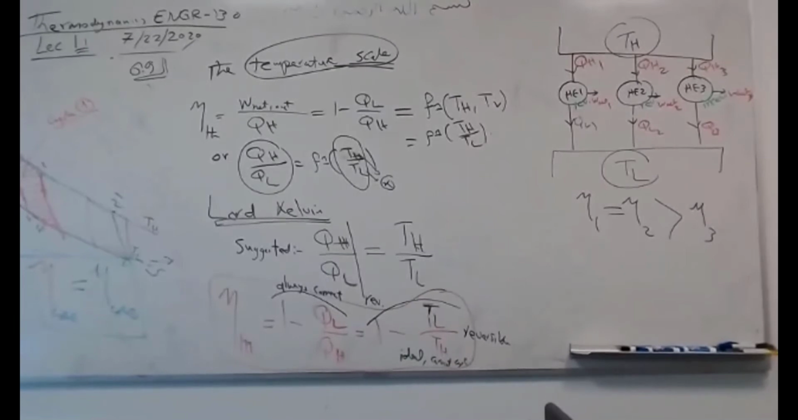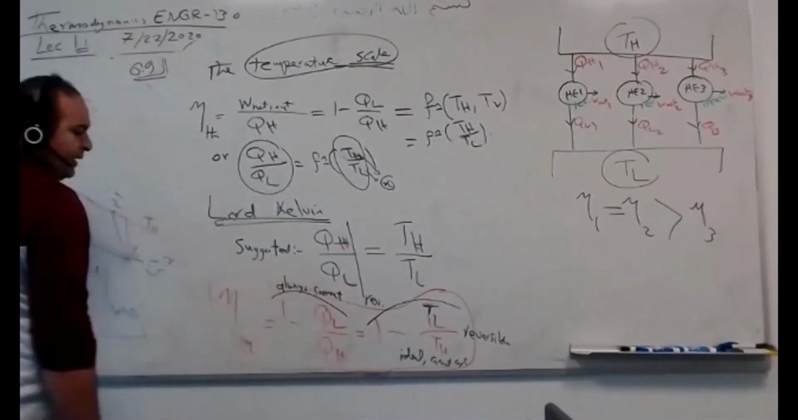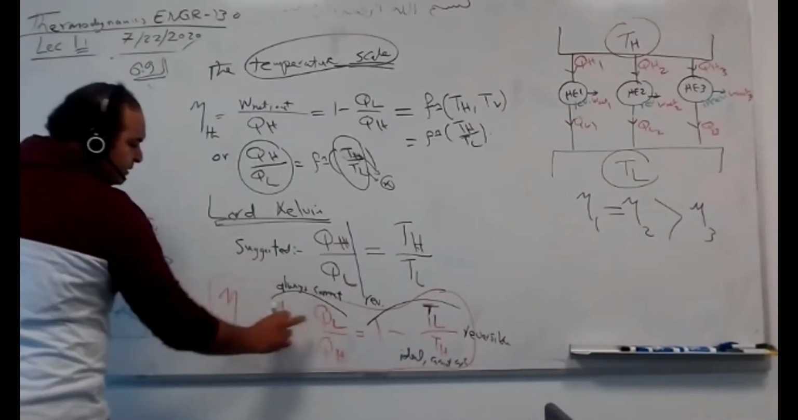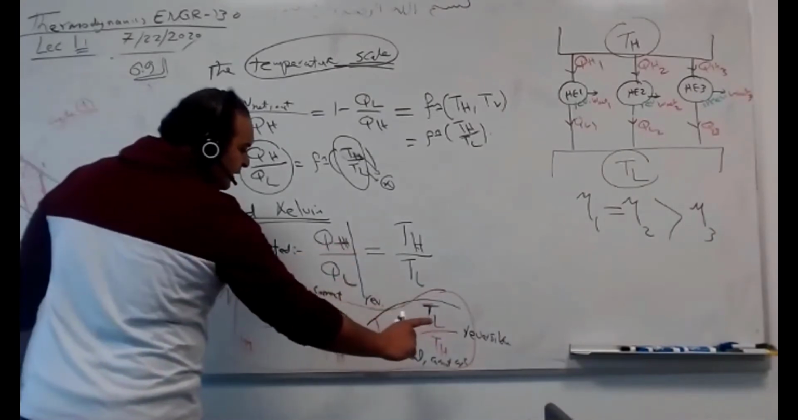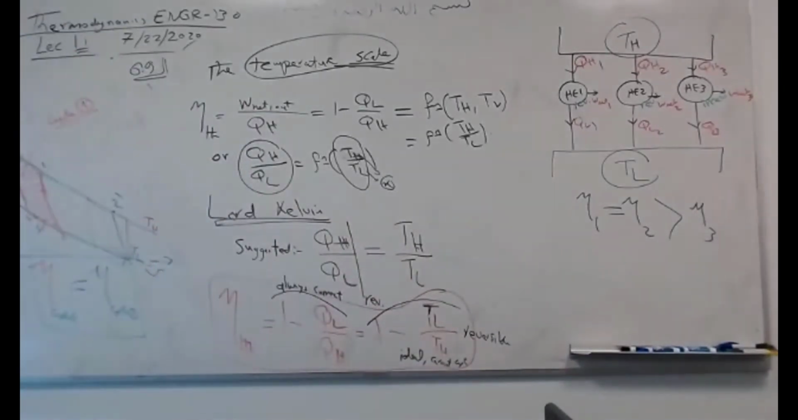For example, on the Friday quiz, I'll give you a problem where part of it is reversible and part of it is not reversible. So which one are you going to use? The real one, this is always correct. Real, ideal, anything, it is correct. But the other one is only if it's reversible, only if it's ideal, only if it's a Carnot cycle.